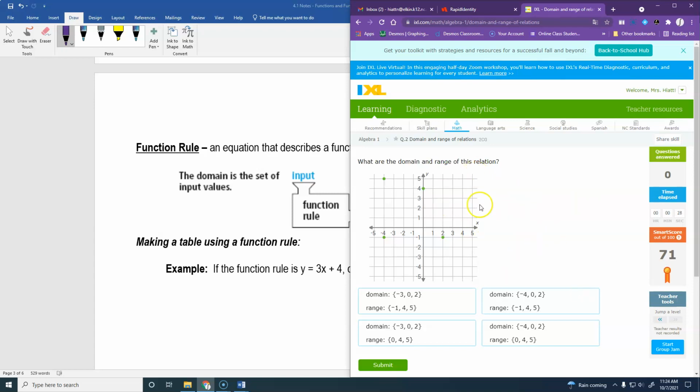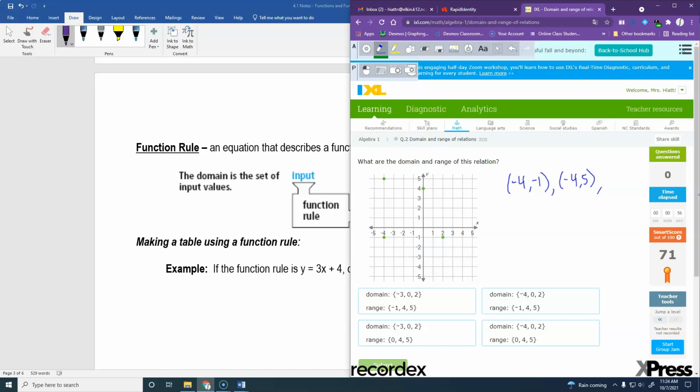So when you're doing your iExcel, if you're given a graph, right, and it's asking for domain and range, you can write the coordinates of each one of these points, right? So we can, or at least think of them, like this point right here is -4, -4, -1, -4, 5, 0, 4, and 2, -1. So you can list the coordinates of each one of those points and then pull your domain and range from that. Okay?